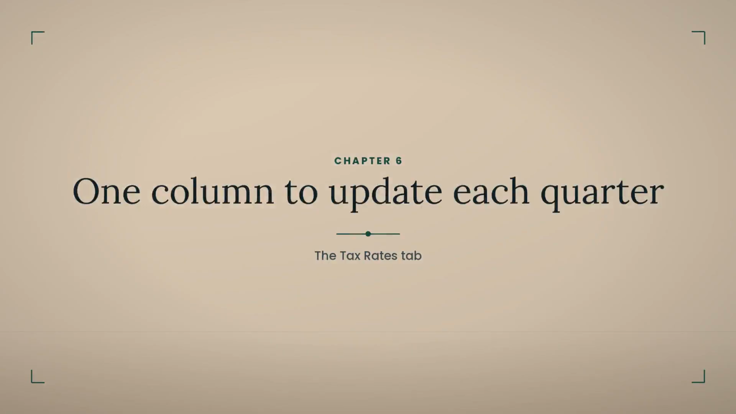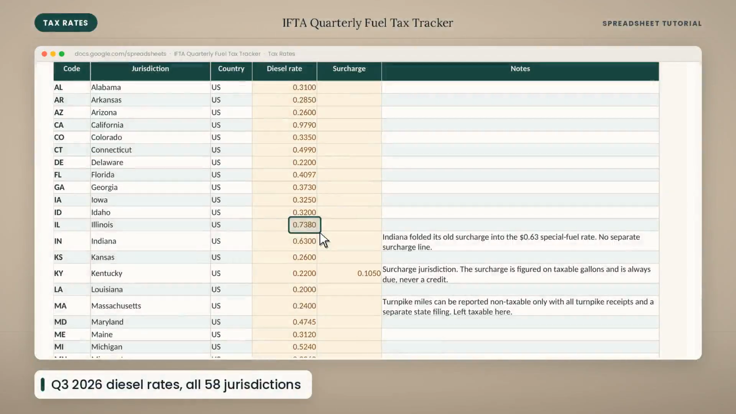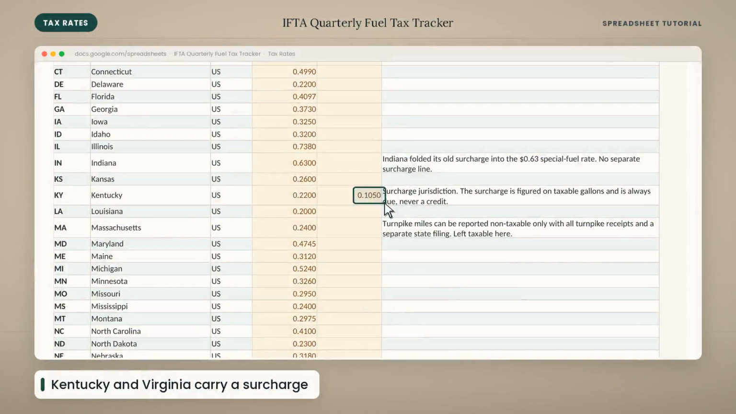Chapter 6. 1 column to update each quarter. Tax rates holds all 58 jurisdictions, 48 states, and 10 Canadian provinces, with the third quarter 2026 diesel rates loaded, read from the IFTA matrix on August 26th, and provisional until September 4th. Each quarter you type the new rates into 1 column, and the return recalculates. The surcharge column is here too. This quarter Kentucky and Virginia carry 1, and the return adds it for you.